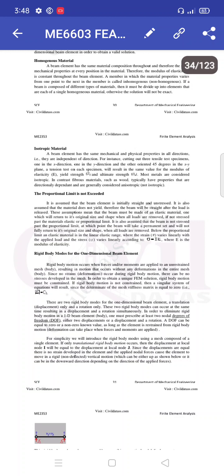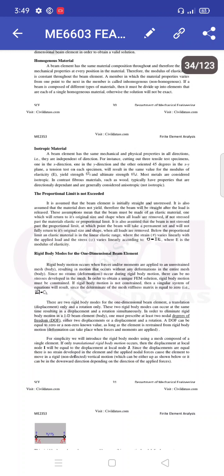In order to obtain unique solutions, rigid body motion must be constrained. If rigid body motion is not constrained, then a singular system of equations will result, since the determinant of the stiffness matrix is equal to 0. There are two rigid body modes for one-dimensional beam elements, a translation displacement and a rotation. The two rigid body modes can occur at the same time, resulting in a displacement and a rotation simultaneously.